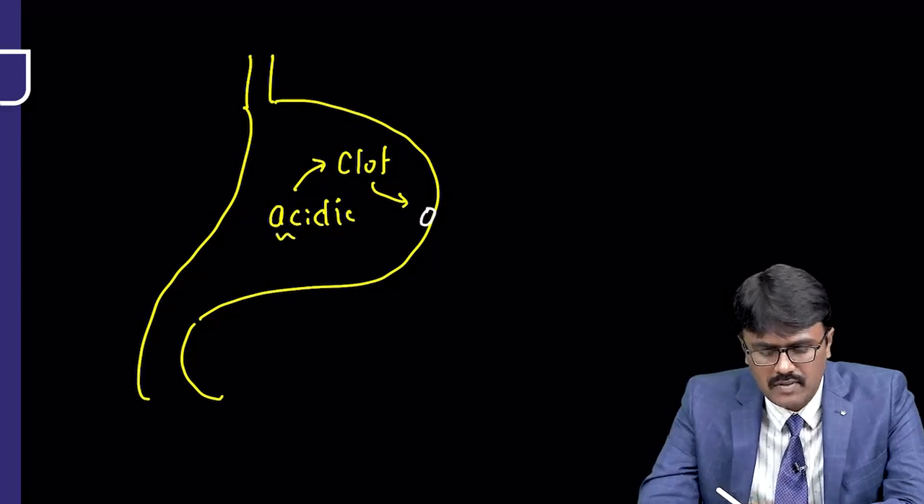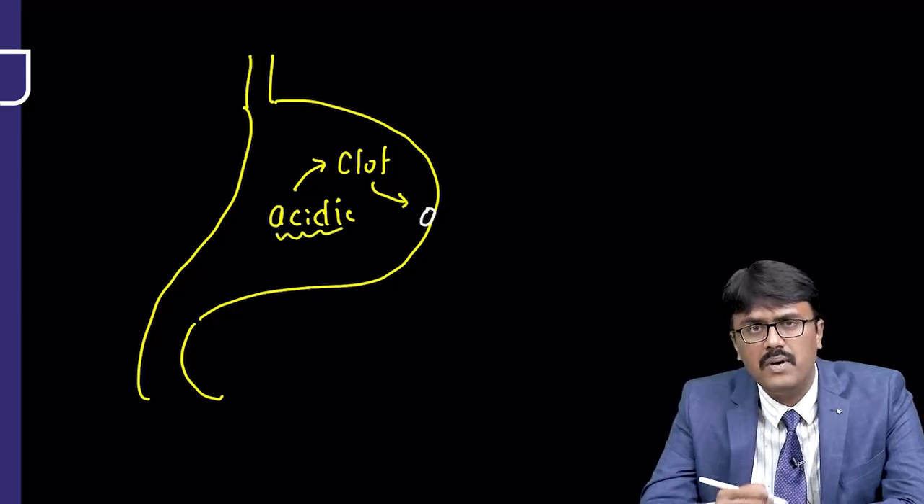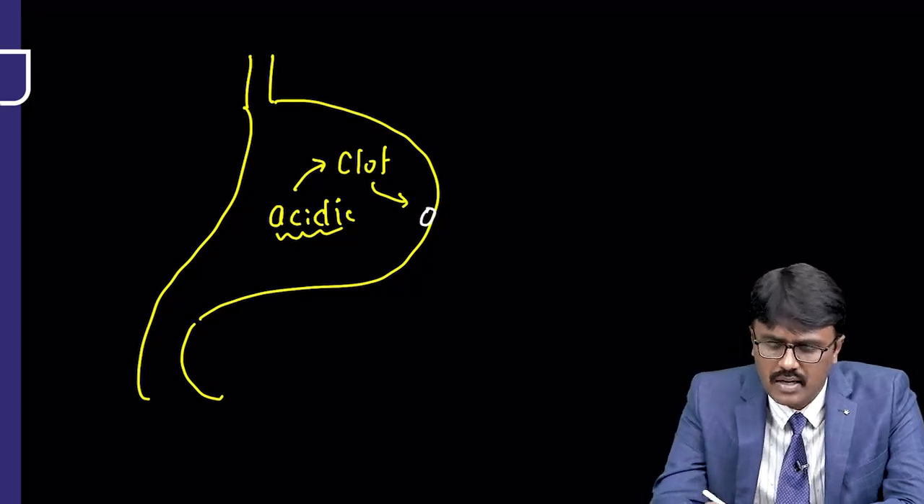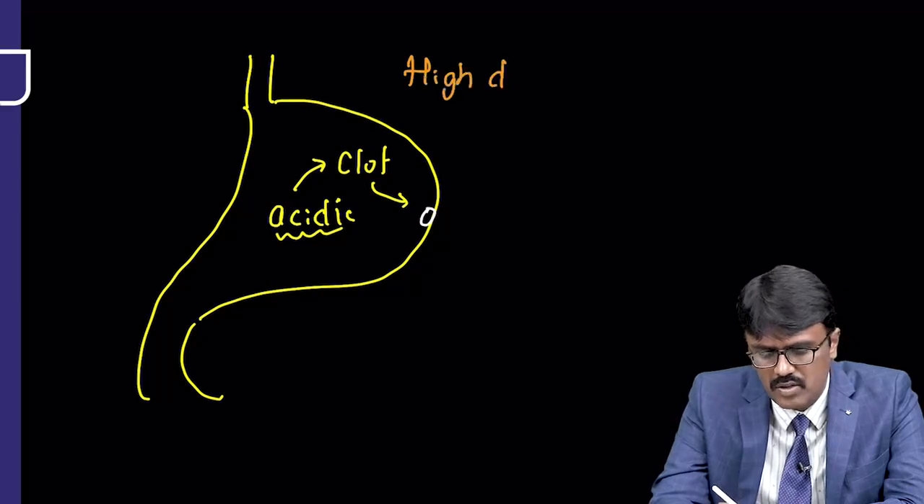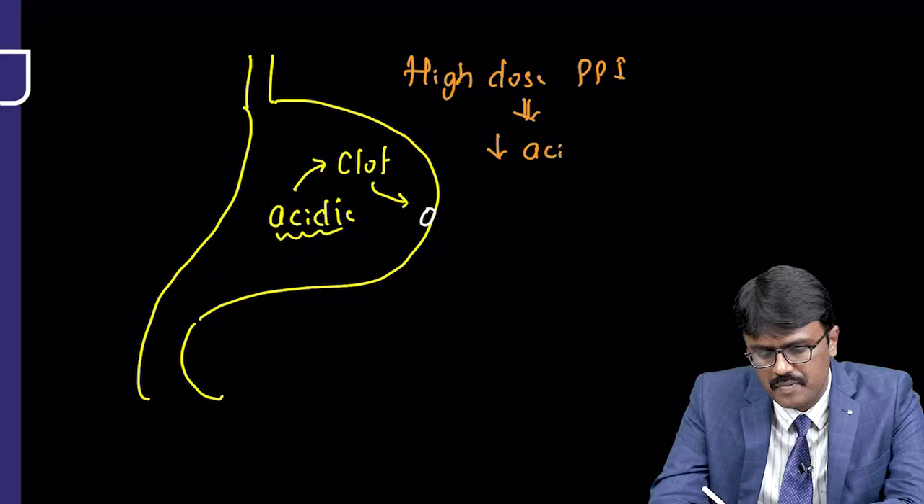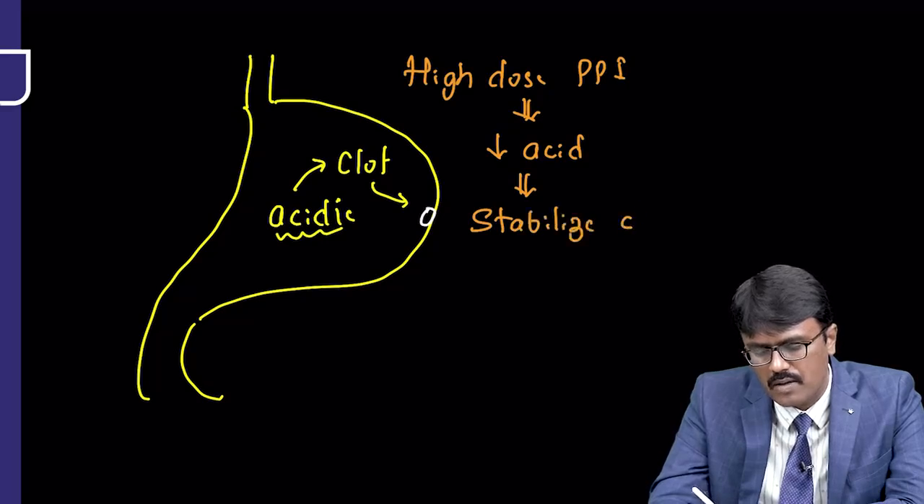Since the acid is already very high, the clot is not stabilized, so bleeding continues. So what should I do? Give high dose PPIs. So what do high dose PPIs do? They decrease the acid in the stomach, and that will allow the clot to stabilize.